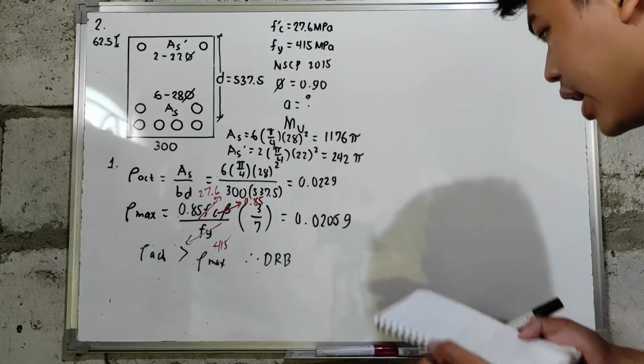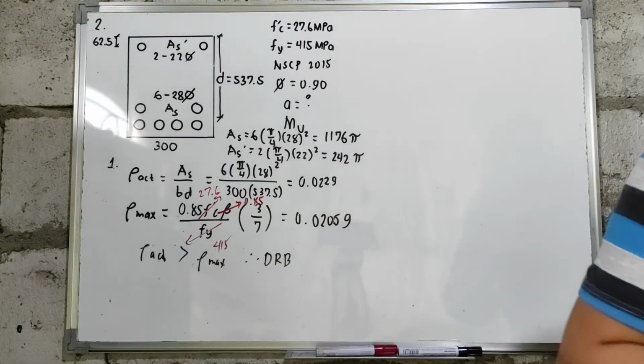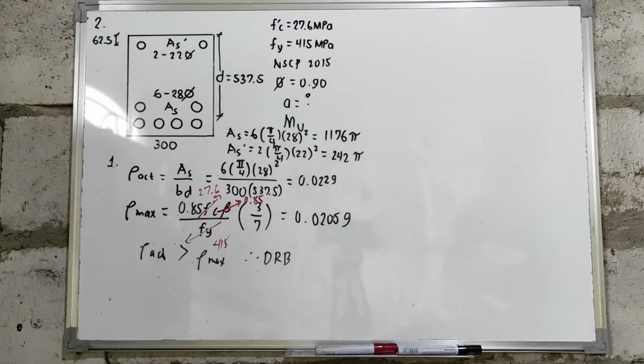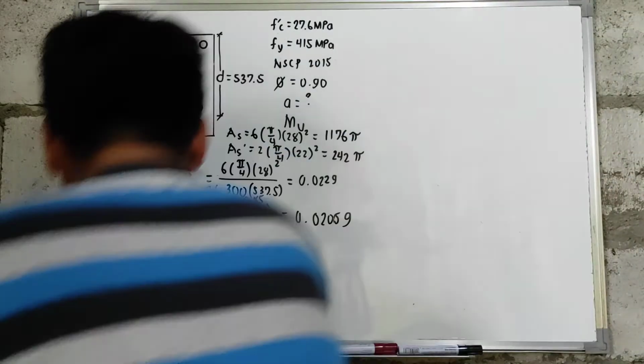For this one, we will begin with an assumption. For the next step, let us assume that our compression steel will yield.